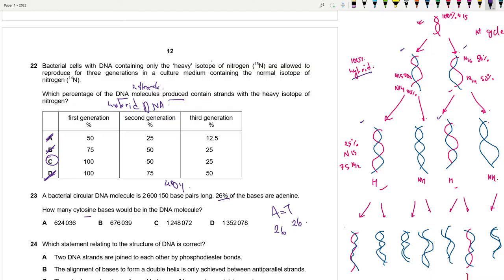How many cytosine bases would be in the DNA molecule? Okay. So that's 24% of 2600150. That's basically how much? So you might get tricked here. If you just multiply 24% into 2600150, you're gonna get 624036.